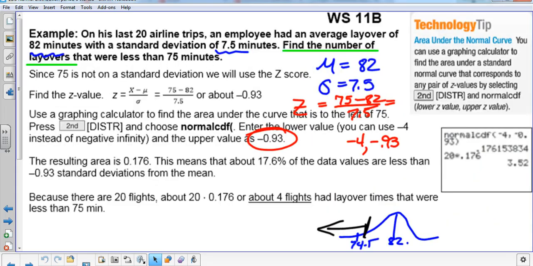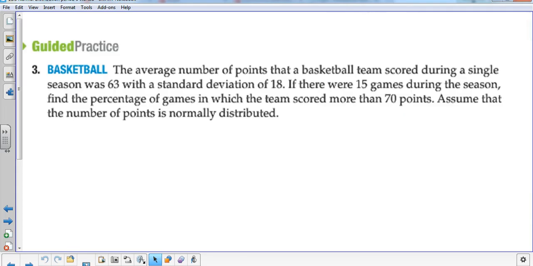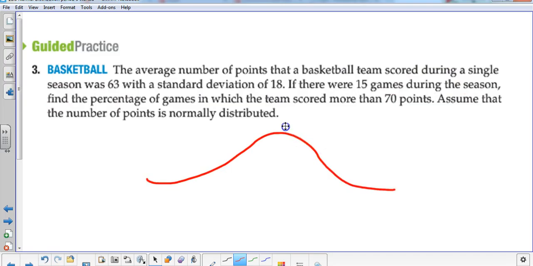Okay, we're going to talk about this one. The average number of points that a basketball team scored during a single season was 63 with a standard deviation of 18. The mean is 63. The standard deviation is 18. If we add 18 this way, we get 81. If we subtract 18 this way, 45. How'd I do?